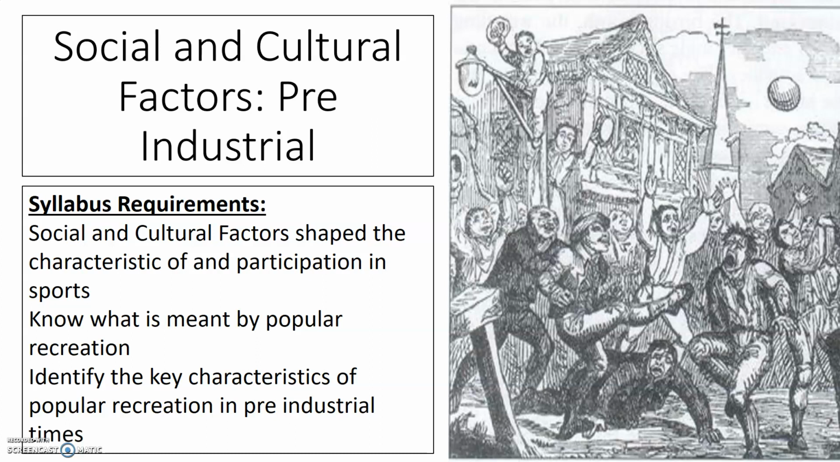Ultimately, what's the syllabus asking you to know? You need to be able to understand the different social and cultural factors, and how they shaped the characteristics and the participation of sport. You need to know what is meant by the key term popular recreation, and ultimately be able to identify the key characteristics of popular recreation during this period of time within Britain.